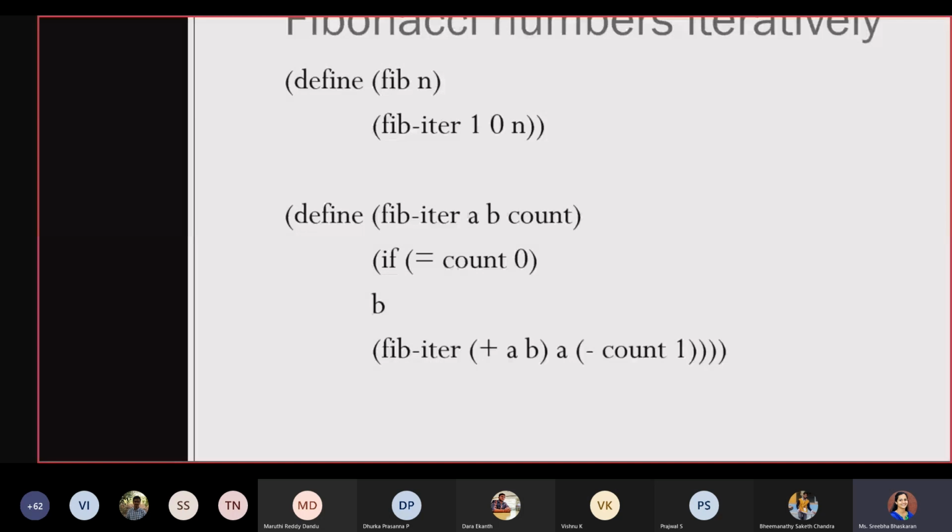You are calling your sub procedure, fib itr, where your a will be nothing but a plus b. The first time it will be 0 plus 1. What about b? b will be nothing but your a value. That is, whatever your previous a was will be your b value. You are just maintaining the previous content. Count, you are just reducing it. Each time you call your sub procedure, you are reducing the count. So you can analyze this.